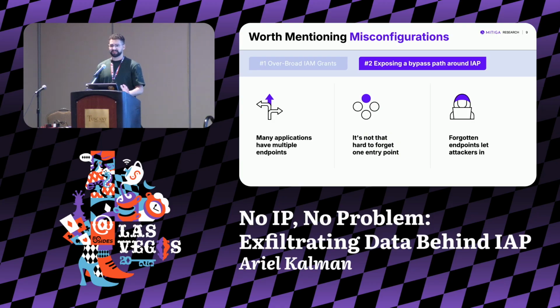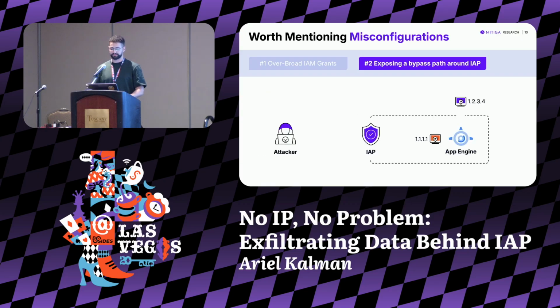The second misconfiguration is exposing a bypass path around IAP. As many of you know, many applications have multiple endpoints. And when you use IAP to protect an application, you need to explicitly enable it for each endpoint. If for some reason an admin mistakenly forgets one endpoint and doesn't enable IAP for it, this endpoint is not protected, and attackers can sneak in through that endpoint and access the same data of the application.